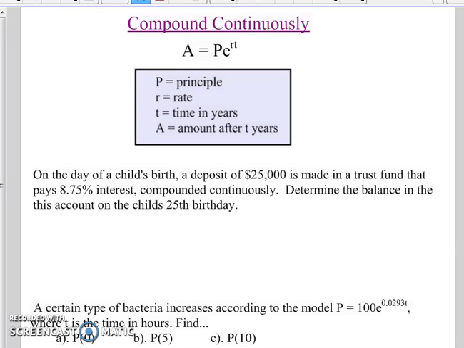And E is a number that we're going to use. It's kind of like pi, where pi stands for a number. E stands for a number as well. There's an E button in the calculator, and we're just going to be using that.